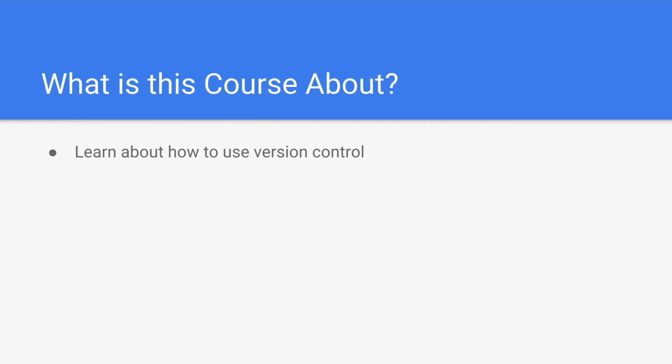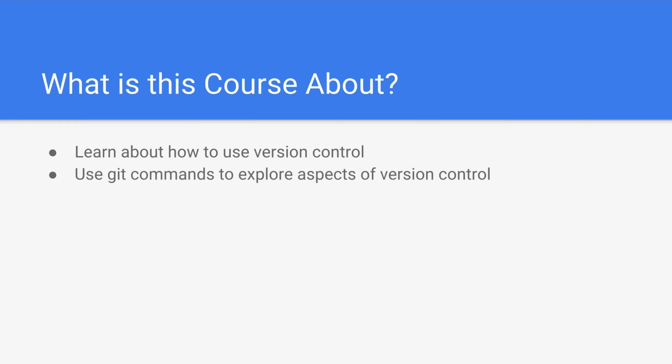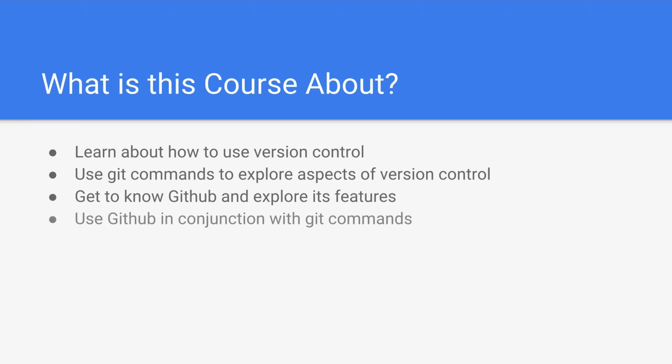We're going to learn how to use various aspects of version control. We're going to use Git commands to help us to add version control and use different parts of it. We're going to get to know GitHub and explore some of its features. And then we're going to use GitHub with these Git commands to effectively use version control in conjunction with GitHub. And finally, we'll be applying these concepts to an existing project. I believe I've actually included the project files for you guys, although really you can apply this to any project that you've done previously.